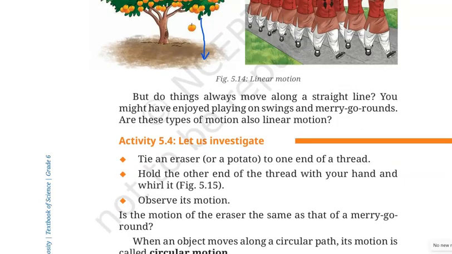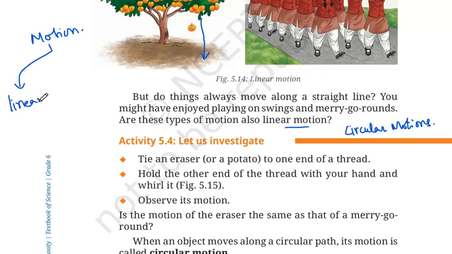All right. Now, if you see that there are objects like a merry-go-round or a swing where motion is not in a straight line, so are these types of motion also called linear motion? No, these types of motion are called circular motion. So here you learn about two types of motion. What are the two types of motion? One is linear motion and the other is circular motion.